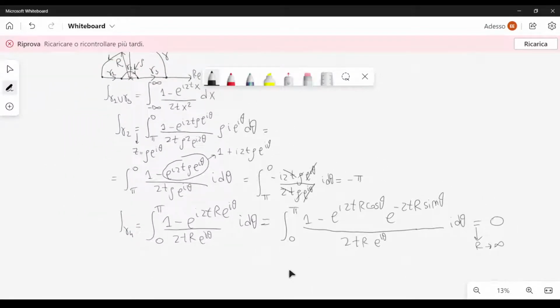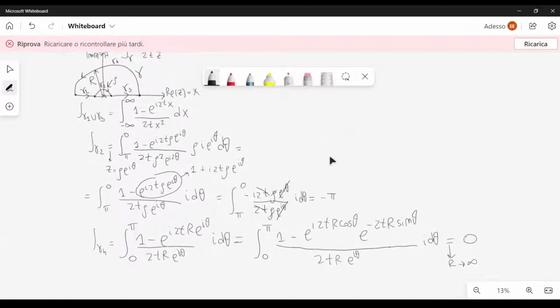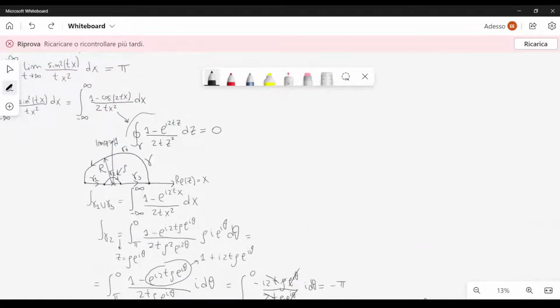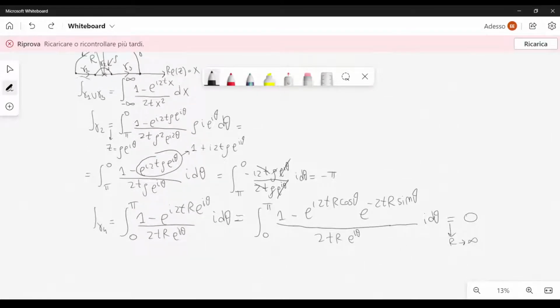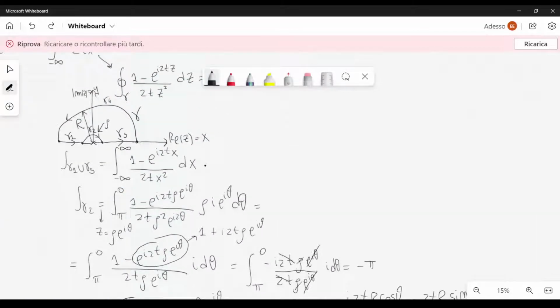So the result that we get from here is simply that the sum of these integrals, which coincides with this complex integral here, which we split into 4 different parts, or actually 3, because we have united the integral over gamma 1 with the integral over gamma 3. So we have put the two integrals together. Finally, we can say that this integral here is equal to pi, because this integral plus the integral over gamma 2, which is minus pi, is equal to 0.